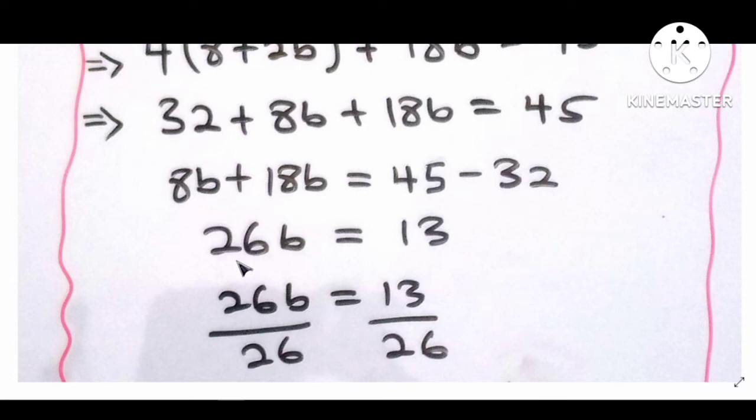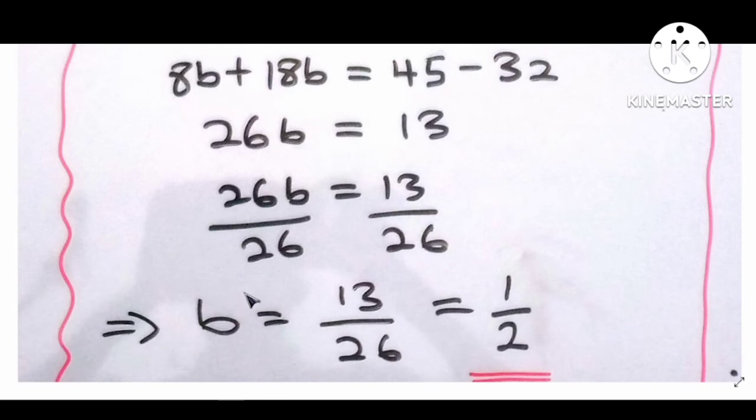We want b. Our interest is finding the value of b. So here, 26b is equal to 13. We can divide both sides by 26 to make sure our b is alone. So we divide here by 26, divide here by 26. Our b will be equal to 13 over 26, which is the same as 1 over 2, because 13 into itself will give you 1, and 13 into 26 will give you 2. So we now have the value of b.